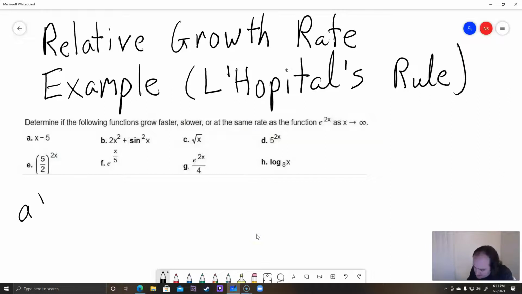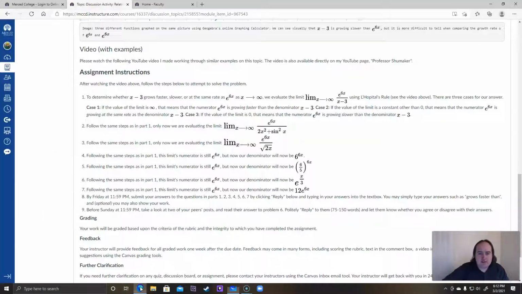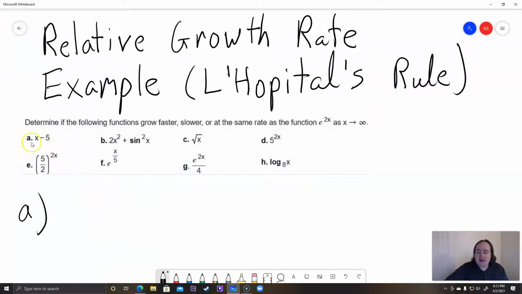Okay, so for part A, we want to determine if x minus 5 is growing faster, slower, or at the same rate as e to the 2x. So what we're going to want to do here, just like on the discussion board problem, is rewrite it as an infinite limit. So here you can see limit as x approaches infinity of, we're going to have e to the 2x on the top, and then on the bottom we're going to have x minus 5.